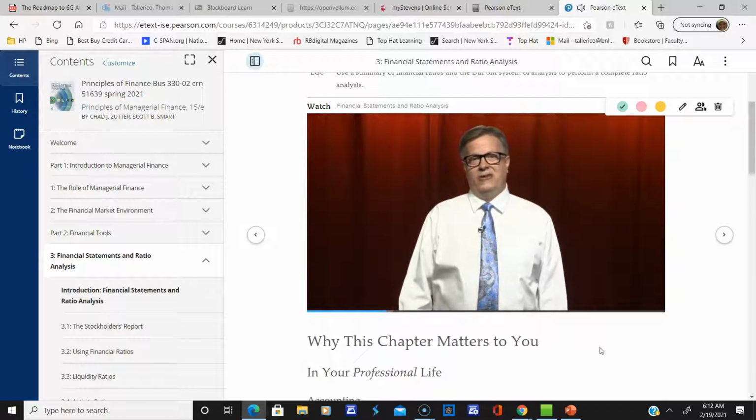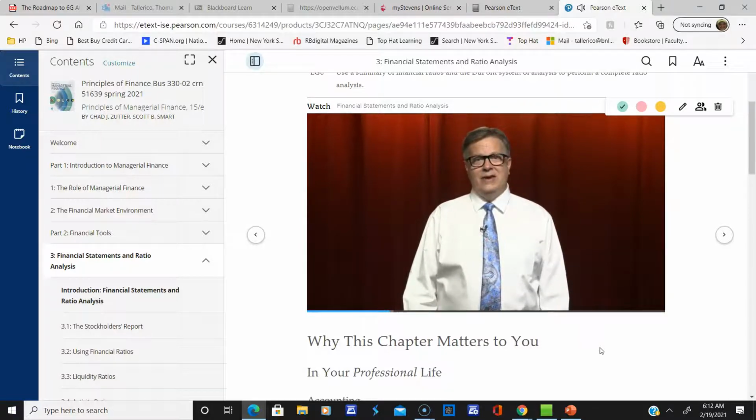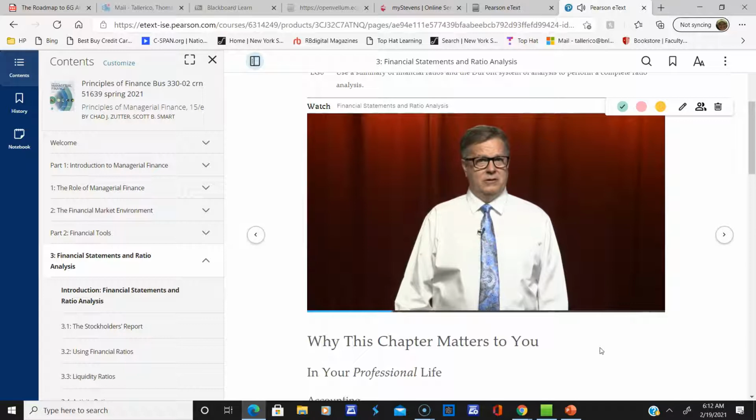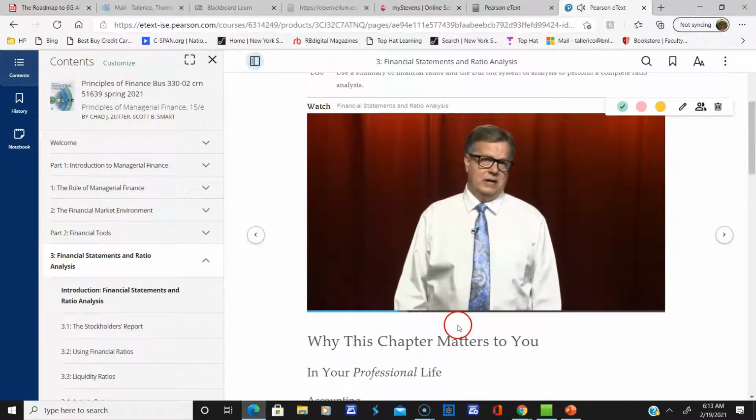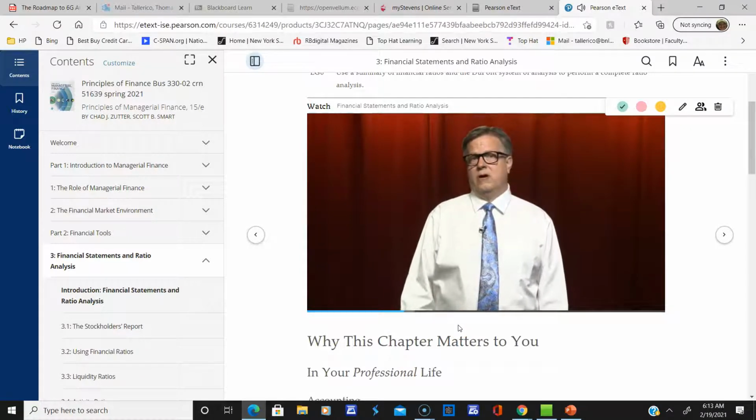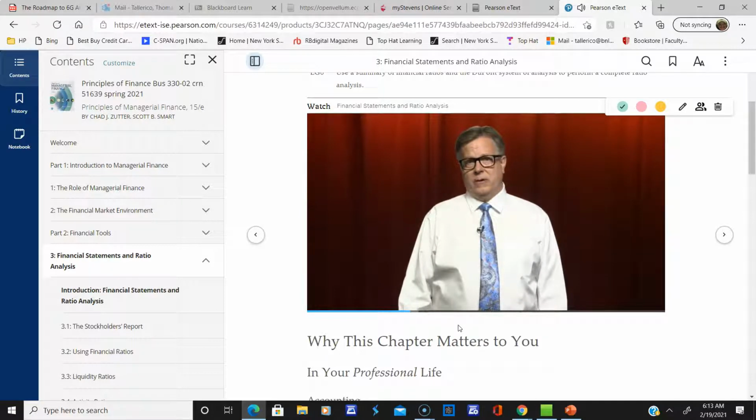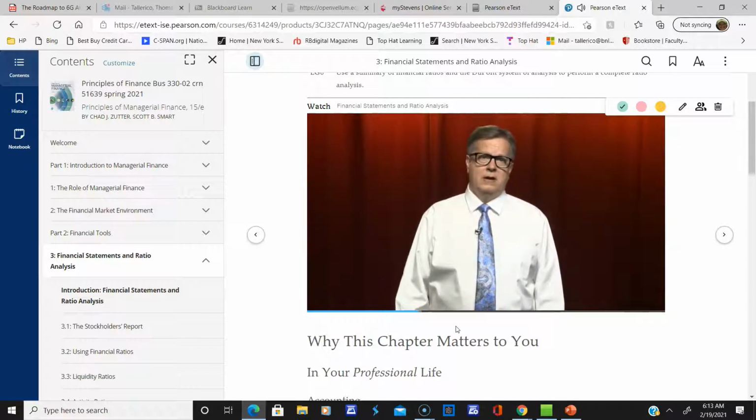In the first part of this chapter, we provide a brief review of the key financial statements: the income statement, the balance sheet, the statement of retained earnings, and the statement of cash flows. These documents provide the raw data that investors use to see how the company is doing. But the chapter's main focus isn't on the financial statements themselves, but rather on how you can use financial ratios to draw conclusions about a firm's performance.